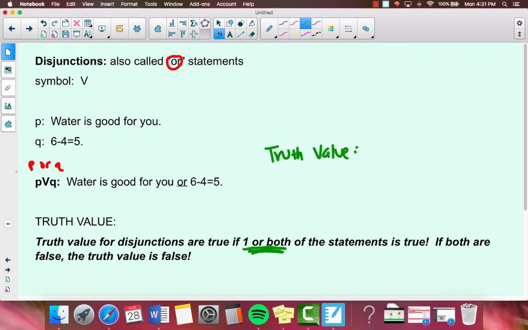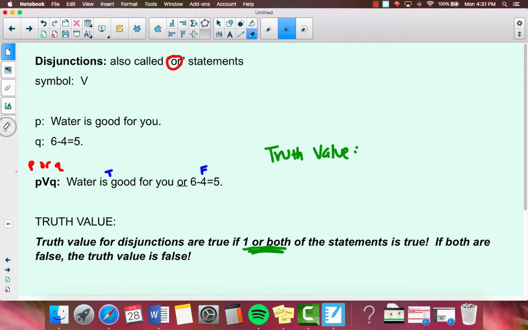Here, only one of them has to be true, and then we can go ahead and say the whole thing is true. So in this case, is water good for you? Well, let's just assume that that's true. Okay, so that's true. But is 6 minus 4 equal to 5? Well, no. So 6 minus 4 doesn't equal 5, so we're going to call that false.